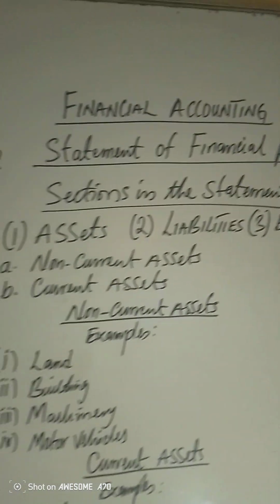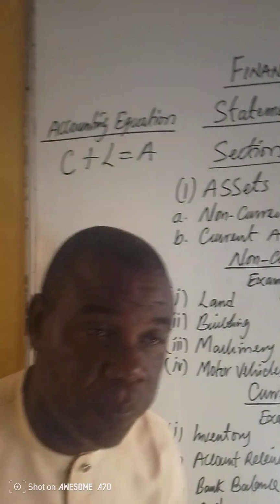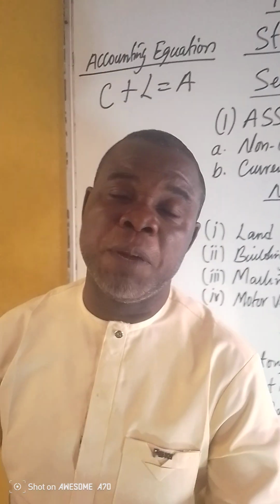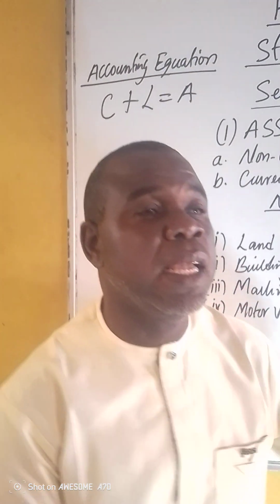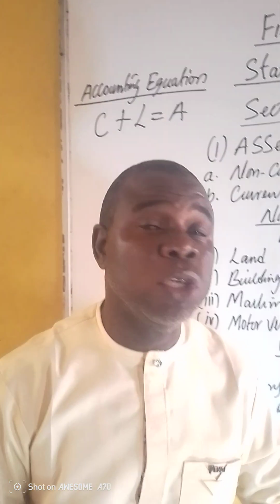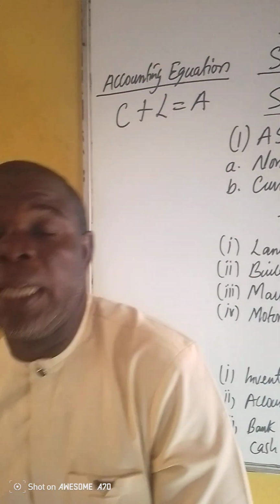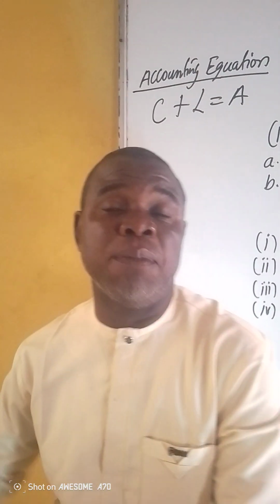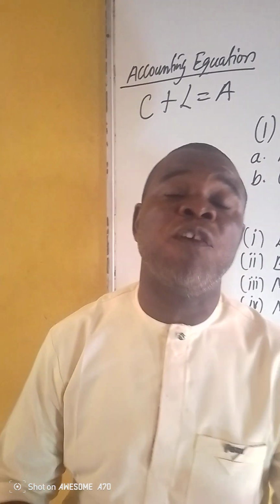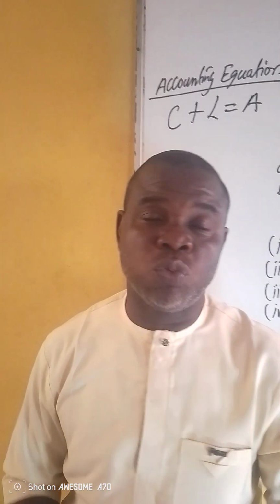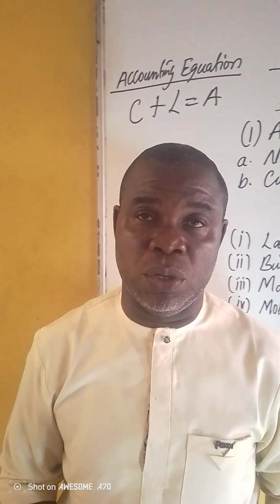What do you mean by statement of financial position? Statement of financial position is a statement that is prepared to summarize the assets, liabilities, and equity of a sole trader. It's a statement prepared to determine the total assets, total liabilities, and equity of a sole trader, which must be equal. That is what we have as the accounting equation.